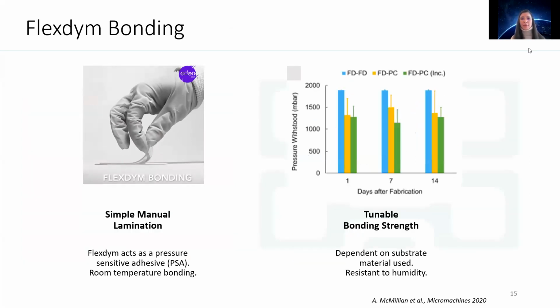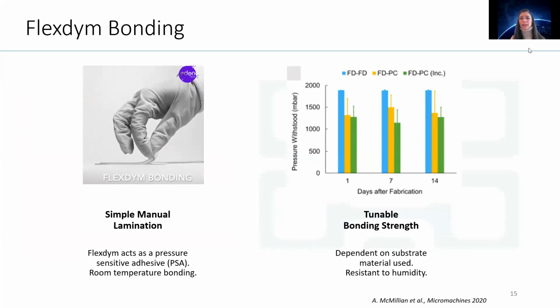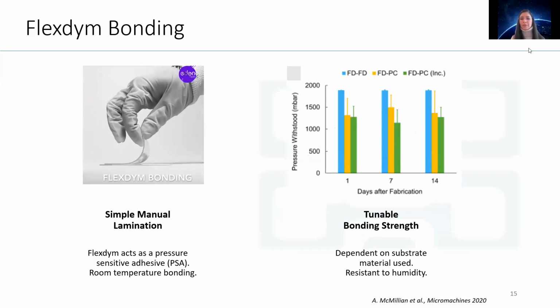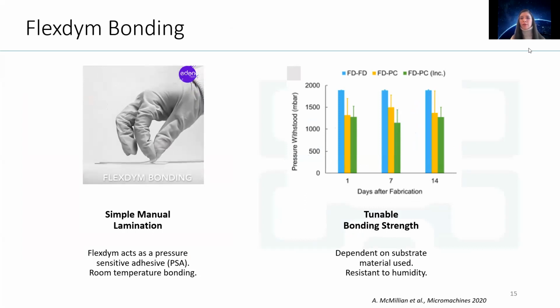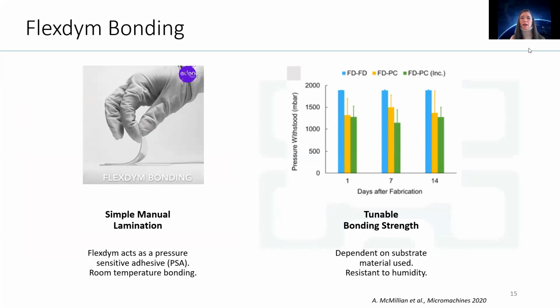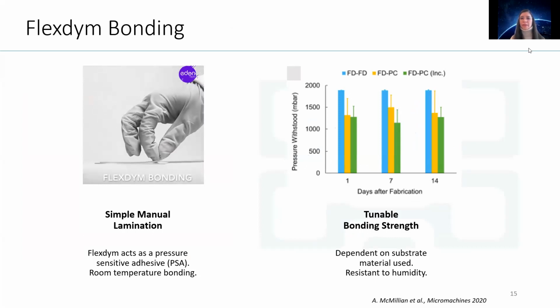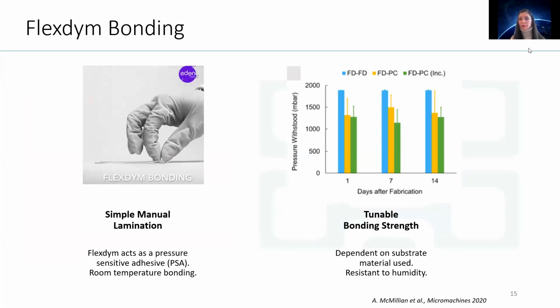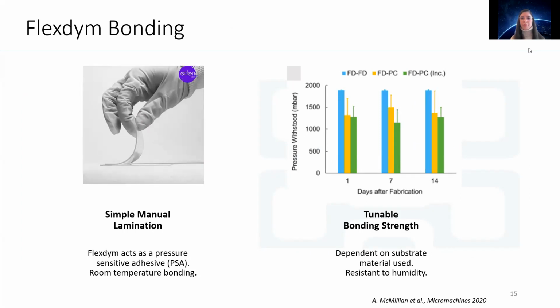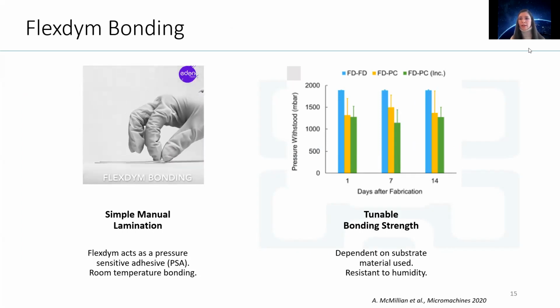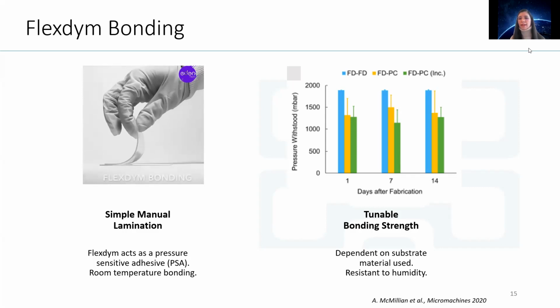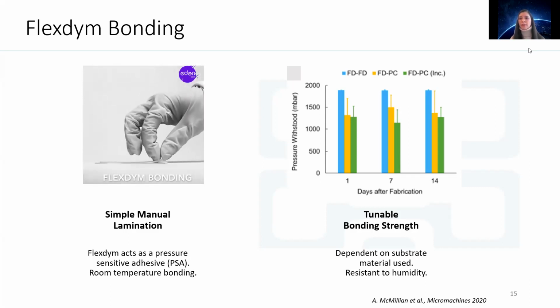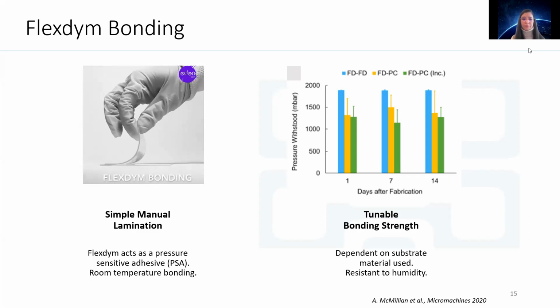So Flexdym devices are going to be assembled through a very straightforward bonding process. Essentially, it is through manual lamination. That means that you're just going to gently and carefully place your Flexdym sheet onto the selected substrate while trying to avoid air bubbles. And this process can then be standardized also using a press. That allows you to really produce these devices more efficiently.